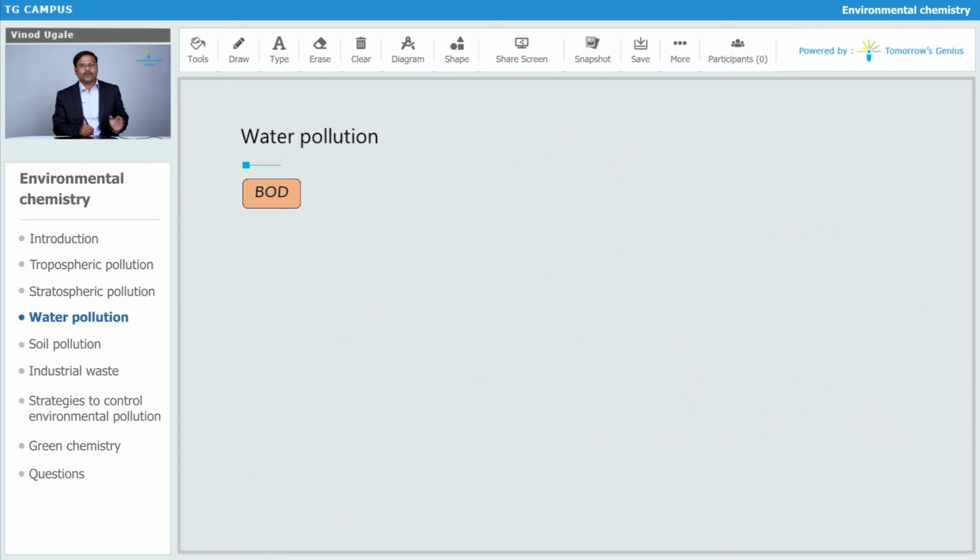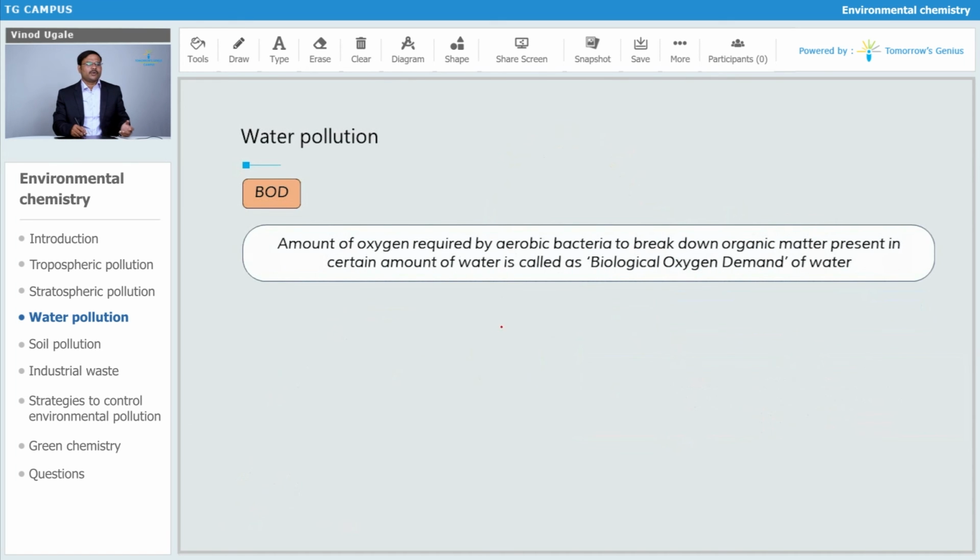Next we are going to study BOD, that is biological oxygen demand. It is the amount of oxygen required by aerobic bacteria. In the previous slide we saw anaerobic bacteria. The decomposition of organic matter is first carried out by aerobic bacteria, that is, by using oxygen. When all the oxygen is used up, then there will be anaerobic decomposition. So, whatever amount of oxygen is required by aerobic bacteria to break down the organic matter present in a certain amount of water is called the biological oxygen demand of that water.